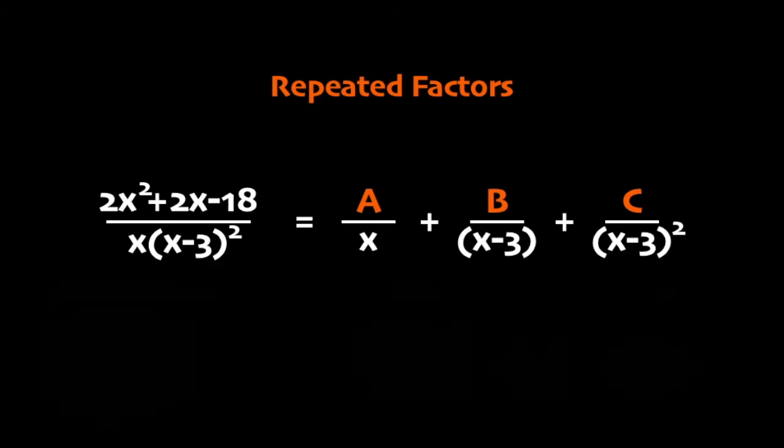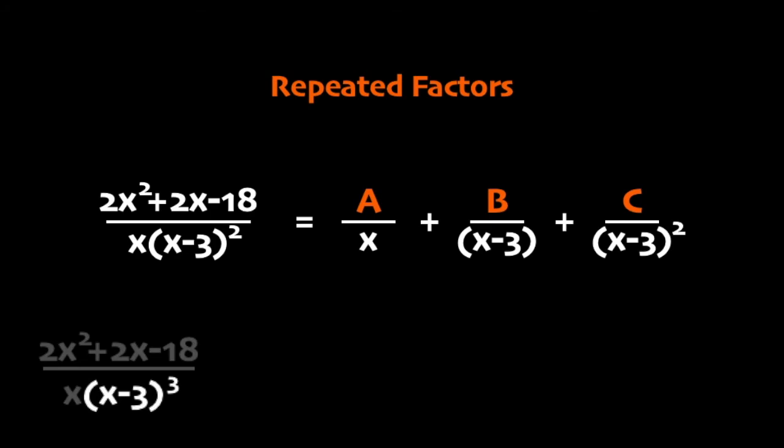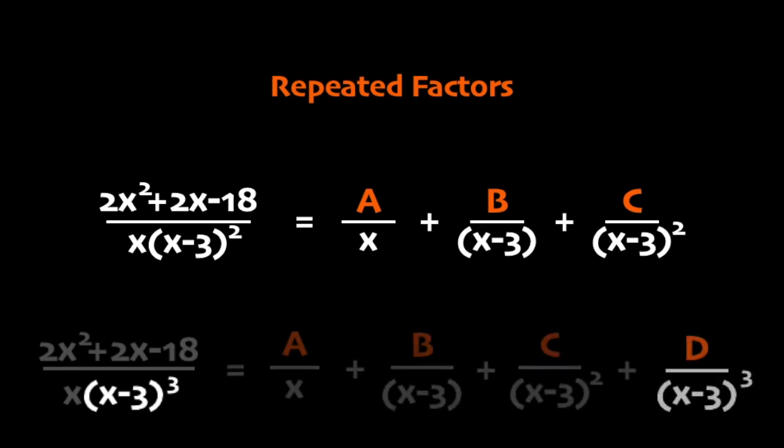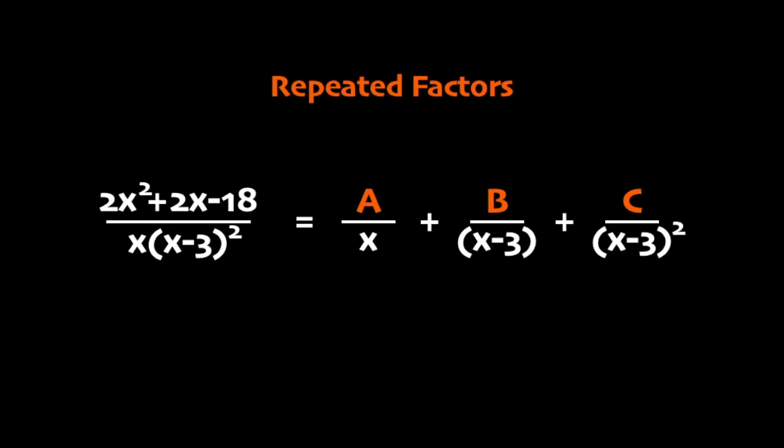So now that we know what a repeated factor is, how do we split them into partial fractions? Well, we need a partial fraction for each of the exponents of that repeated factor. So in the case that we have here, we need a partial fraction for x minus 3 and another one for x minus 3 squared. If instead of x minus 3 squared, we had x minus 3 cubed in the denominator, then we would need a partial fraction for x minus 3, x minus 3 squared, and x minus 3 cubed.